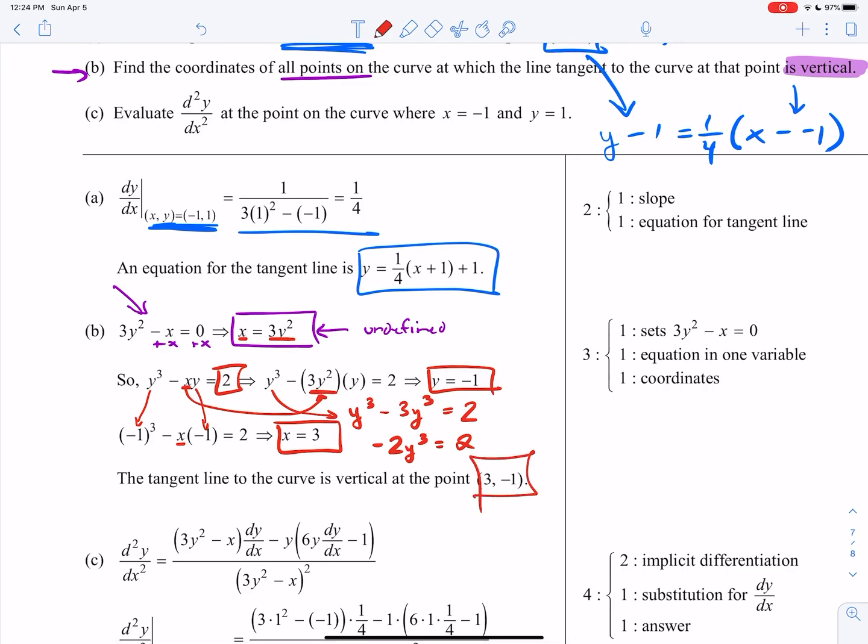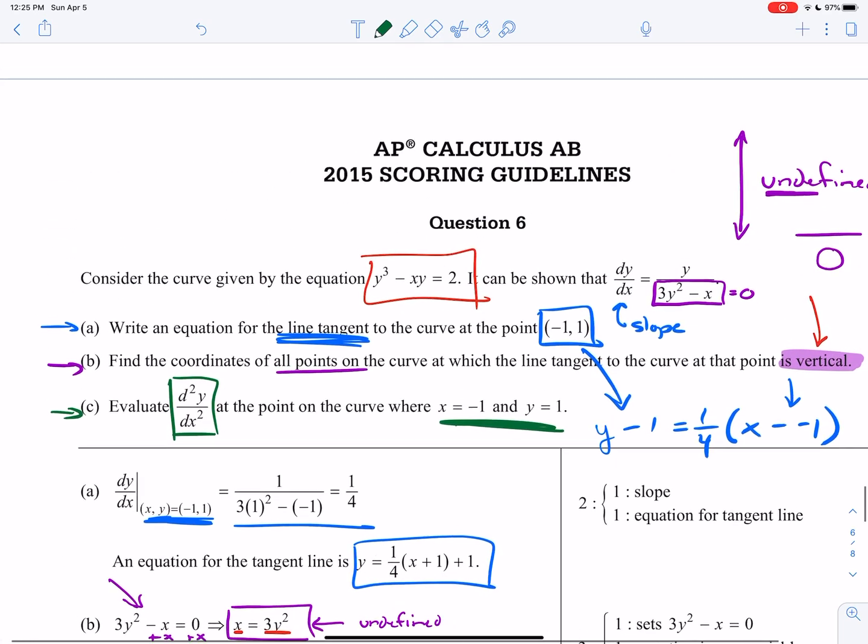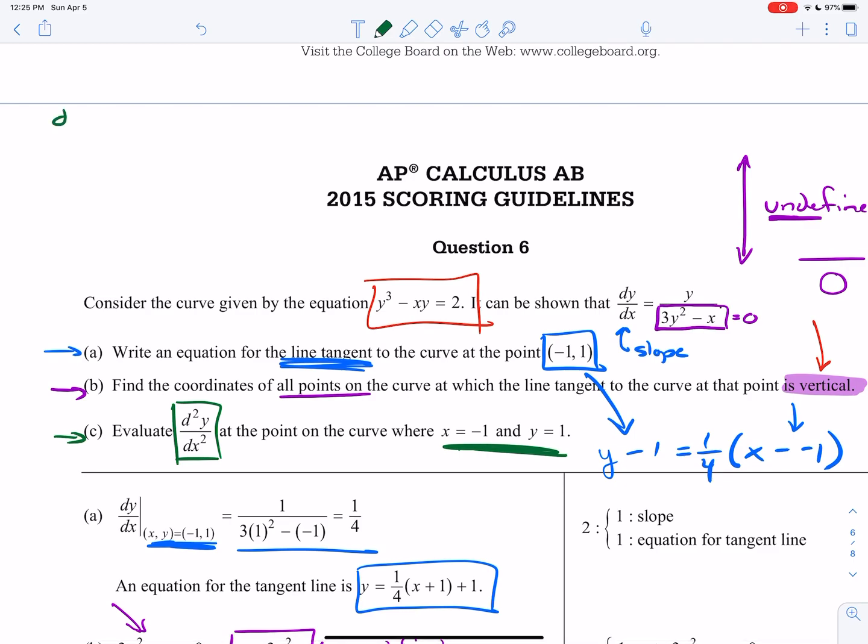Not too common, but this does pop up a lot in BC should you ever take BC or anything past your first round of calculus. Here's part C. Evaluate the second derivative at this point. Okay, so here we go. We know that dy/dx is equal to y over 3y squared minus x.